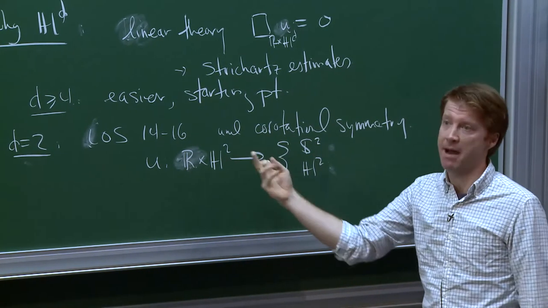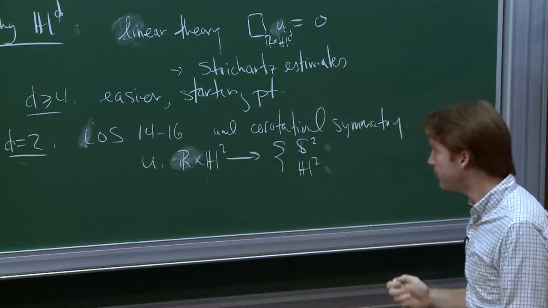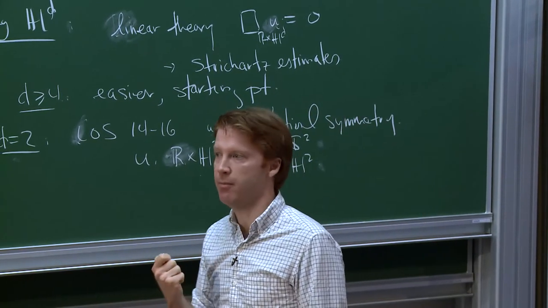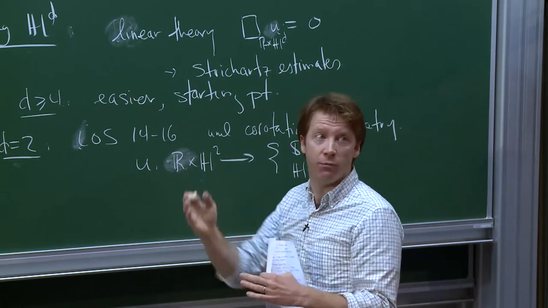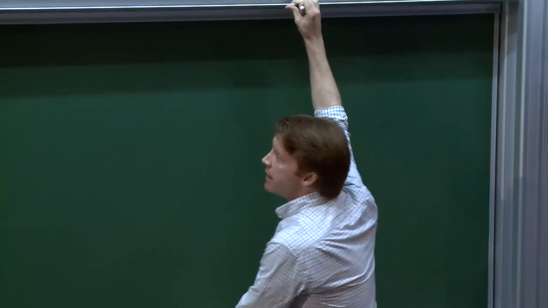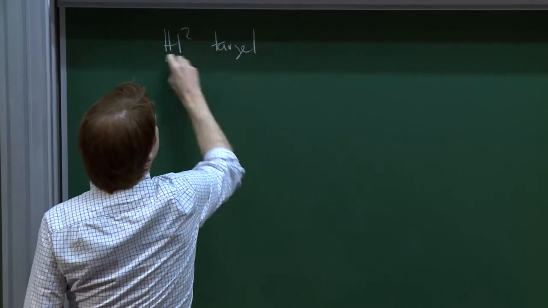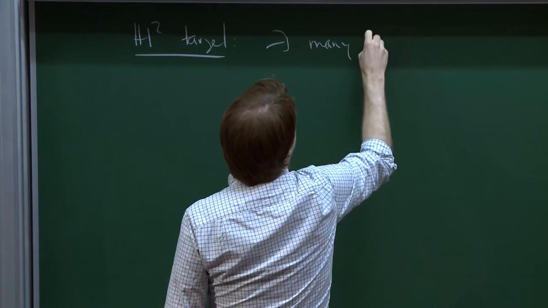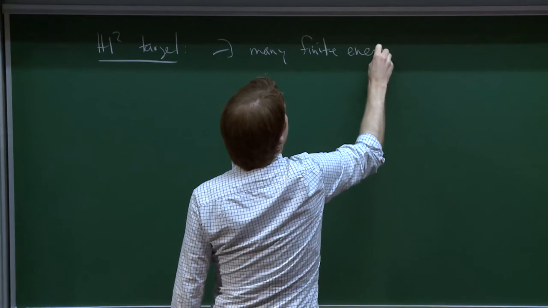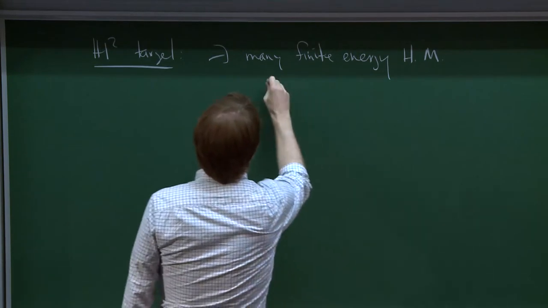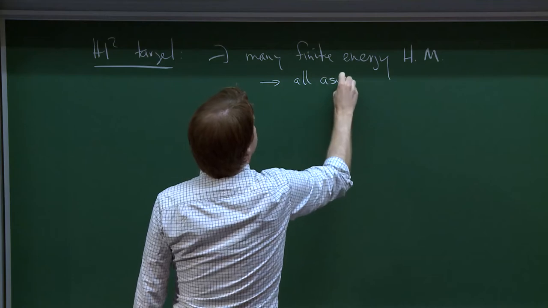And co-rotational symmetry means that the map respects the action of rotation on both the domain and the target. And in this case, we saw qualitatively different behavior than one sees in the Euclidean problem. So I won't talk too much about this today, but many of you have seen one of us talk about some of these works in the past. What we found interesting is that, even for the H2 target, in the two-dimensional case under co-rotational symmetry, there exist many finite energy harmonic maps. And these play an interesting role in the dynamics. So they're all asymptotically stable.